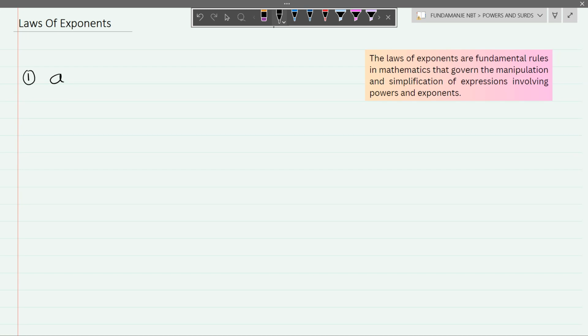This is where we have the same base multiplying another term with a different power. So what this amounts to is that if the bases are the same, then we add the powers, giving us a to the power of m plus n. This is the product rule.